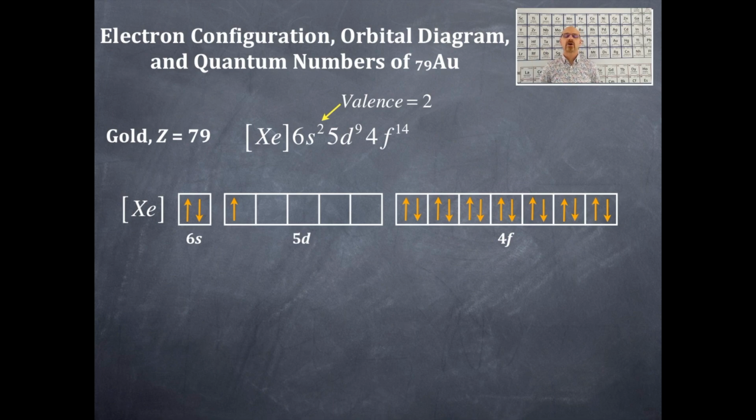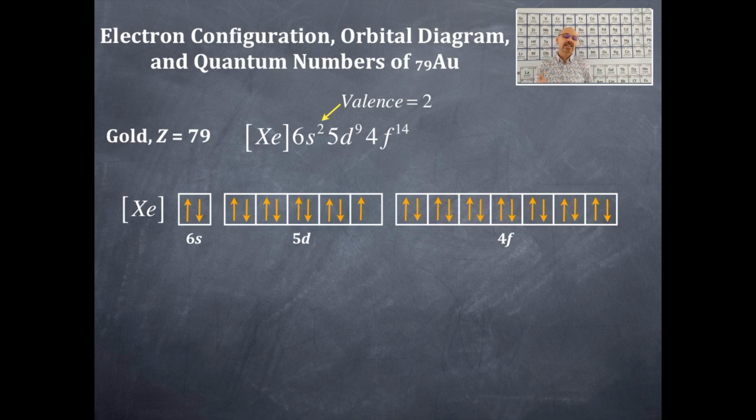Okay, now I'm going to go and finish up the 5d. Now look where gold is on the periodic table. You should have found it already. So I'm going to have a 5d9. I have 5d1 already. Here's 5d2. Okay, 3, 4, 5. Then starting to backfill 6, 7, 8, and 9.